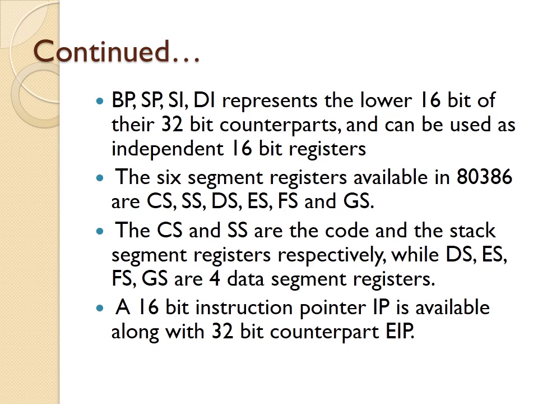BP, SP, SI, DI represent the lower 16 bits of their 32-bit counterparts and can be used as independent 16-bit registers. The 6 segment registers available in 80386 are CS, code segment, stack segment, data segment, extra segment, FS and GS. The code segment and stack segment are the code and the stack segment registers respectively, while DS, ES, FS, GS are 4 data segment registers. A 16-bit instruction pointer IP is available along with its 32-bit counterpart EIP.